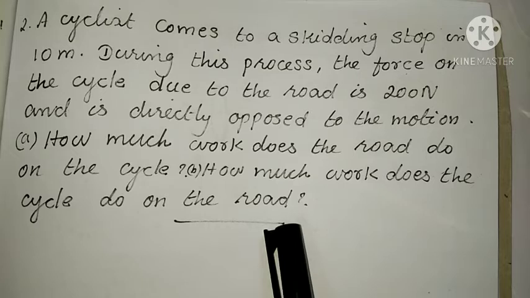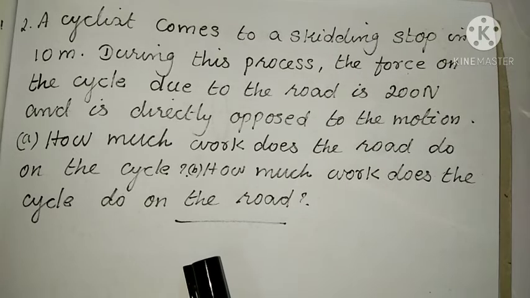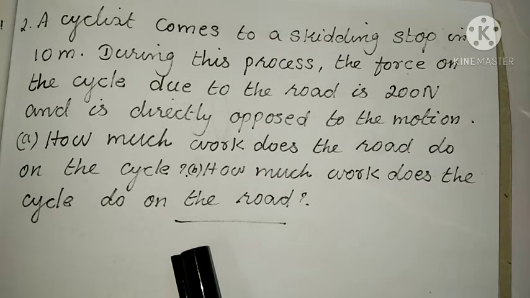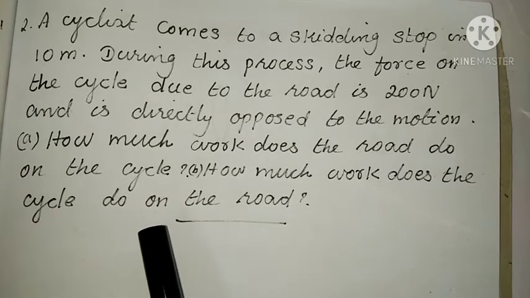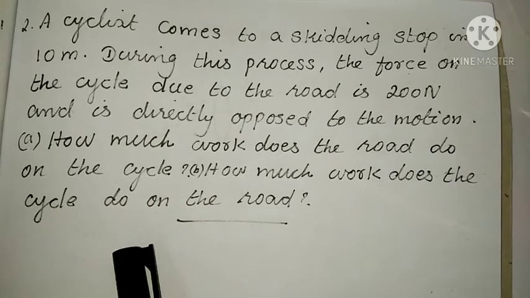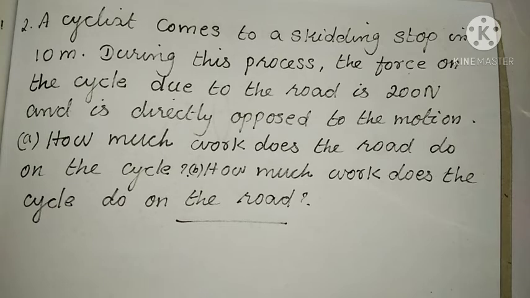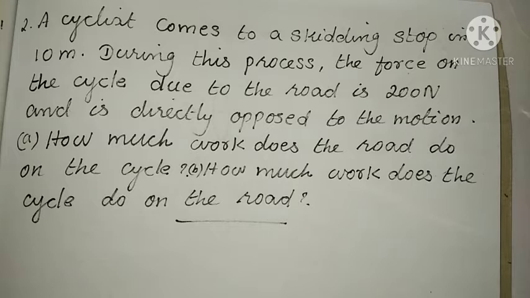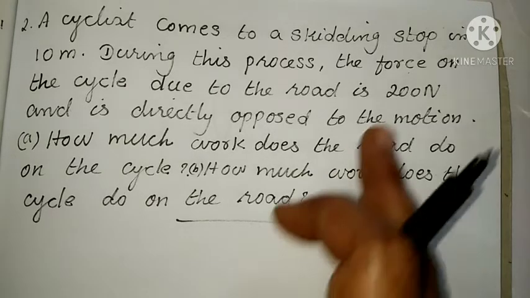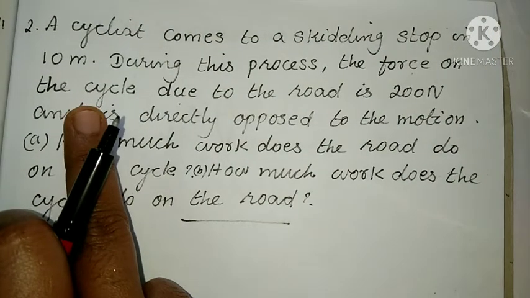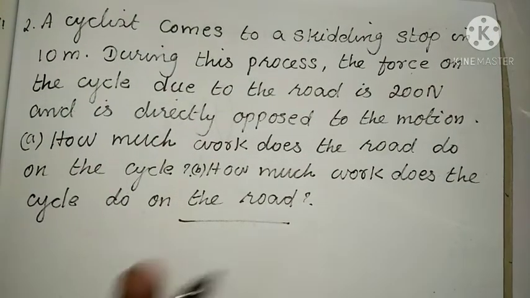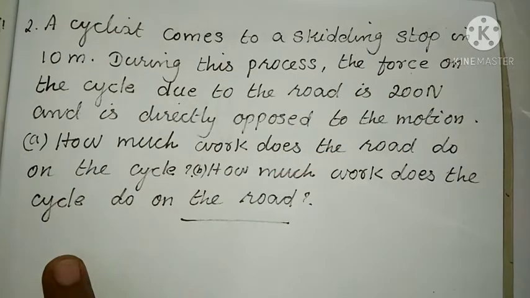Okay. So you know that work done equals F d cos theta, where F is the force and d is the displacement and theta is the angle between the force and the displacement. So here, a cyclist comes to a skidding stop in 10 meter. So that is the displacement of the cycle. After that it comes to a stop.